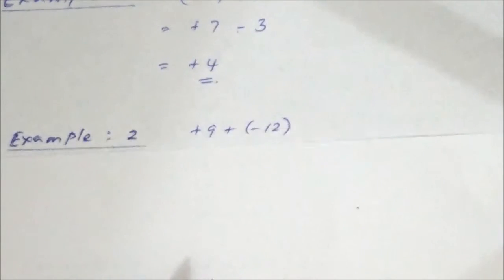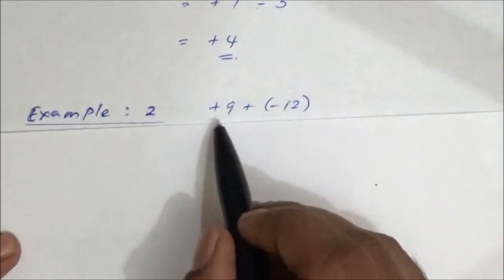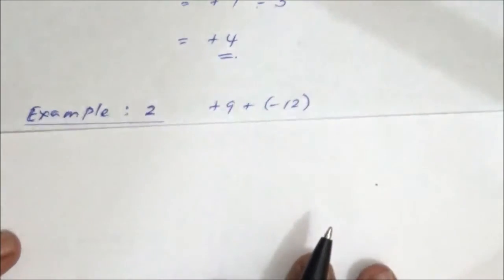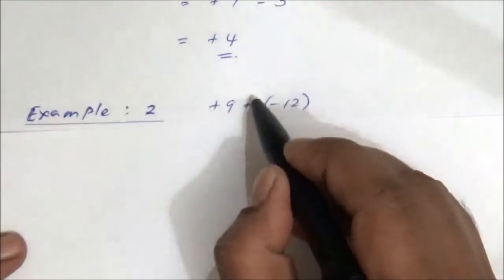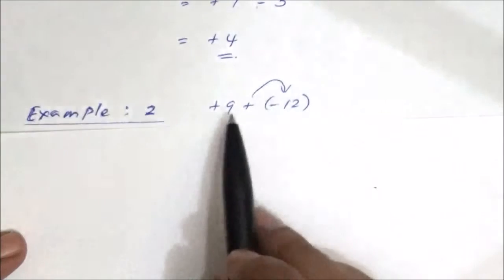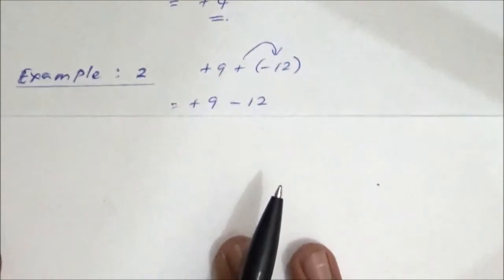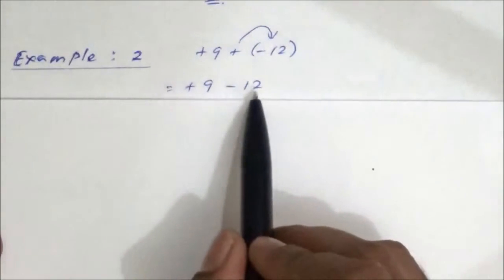Right. I can show you a second example. Look at this example. Here plus 9 and plus with negative 12. So I have to multiply outside with inside. Plus into negative means your answer is going to be negative 12. So one is positive, the other one is negative.